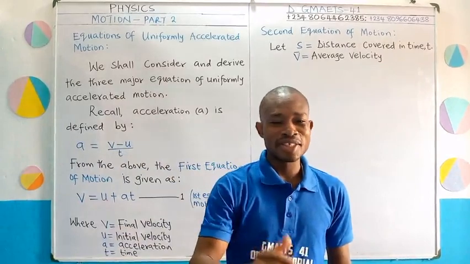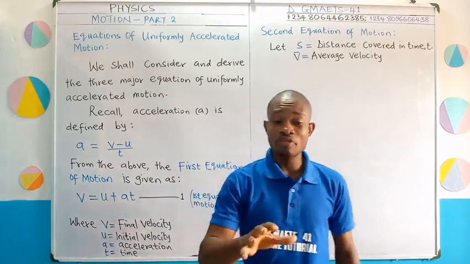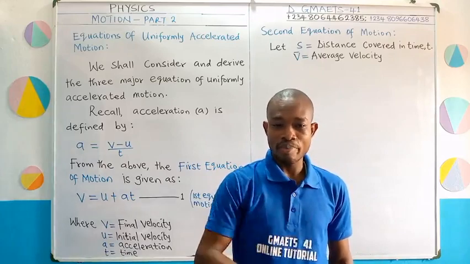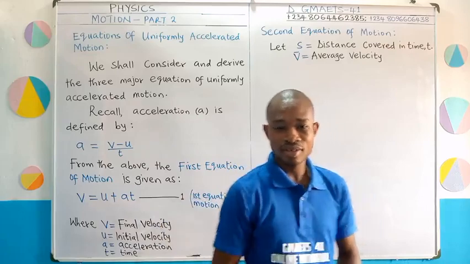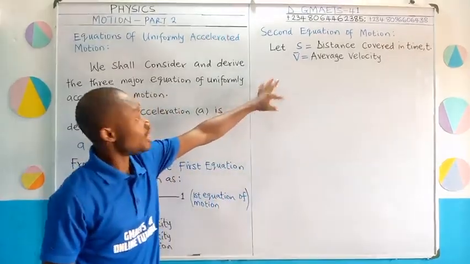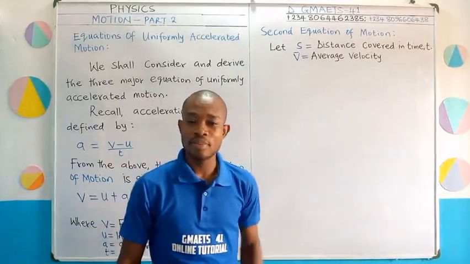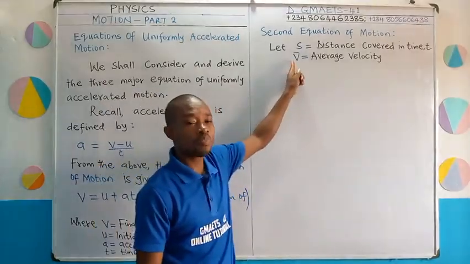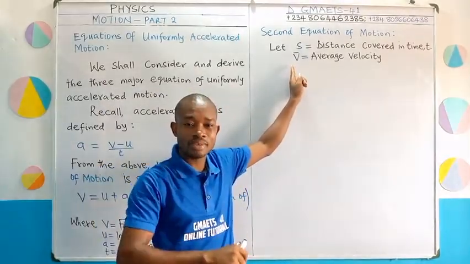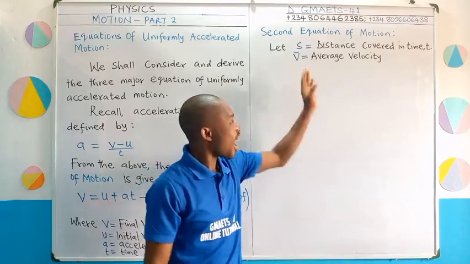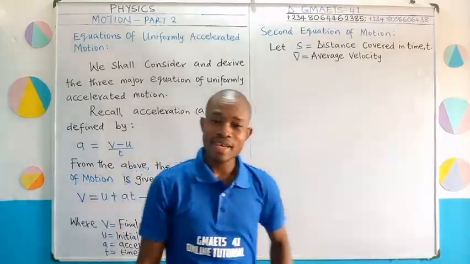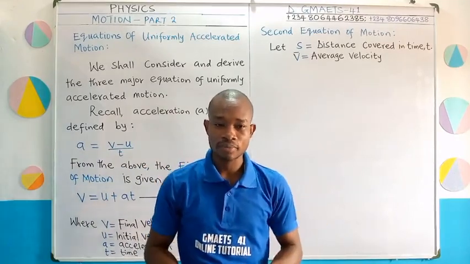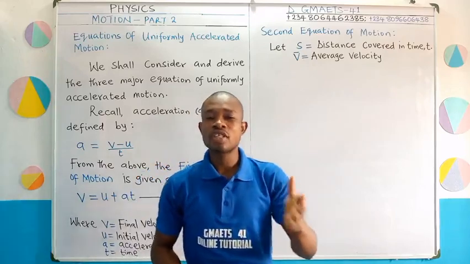So let us now move on to the second equation of motion. In the second equation of motion, our interest is to get the distance covered by an object in motion. Please, take a look at what I have on the board here. In the second equation of motion, we are taking s to be the distance covered in a given time t. And we are taking v bar, this v with a dash on top, as average velocity. Remember, like I said, in this second equation of motion, our interest is to get the formula for distance covered. But first, let us define our average velocity.